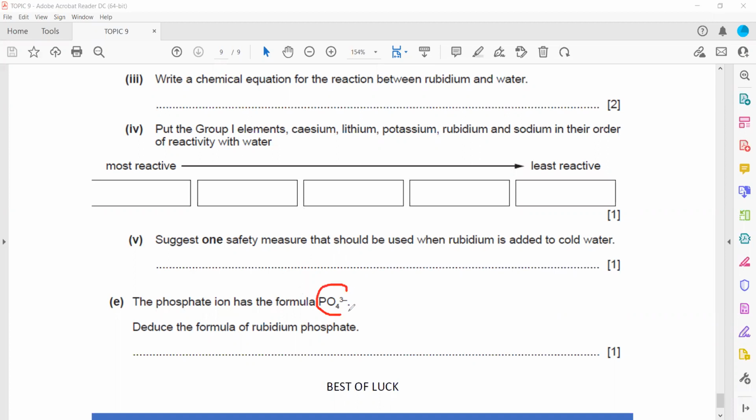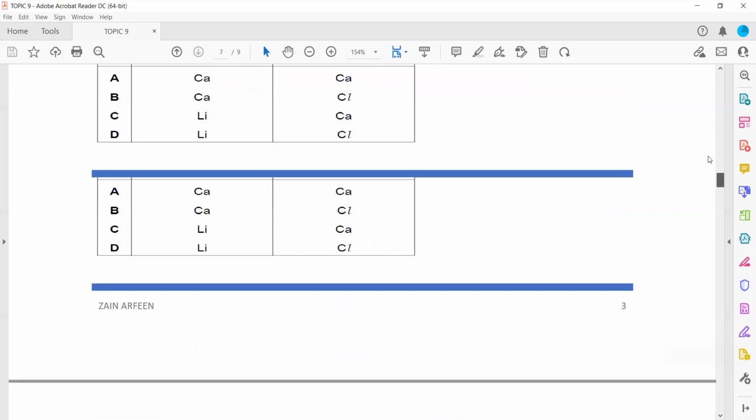Then the last one: phosphate has the formula PO4 with a charge of 3-. Rubidium phosphate. Rubidium is group 1, so it is +1 and phosphate is -3. To write the formula of rubidium phosphate, we cross multiply the valency. So this 3 goes with rubidium and 1 goes with phosphate. So the formula for rubidium phosphate is Rb3PO4. So this was about the periodic table.